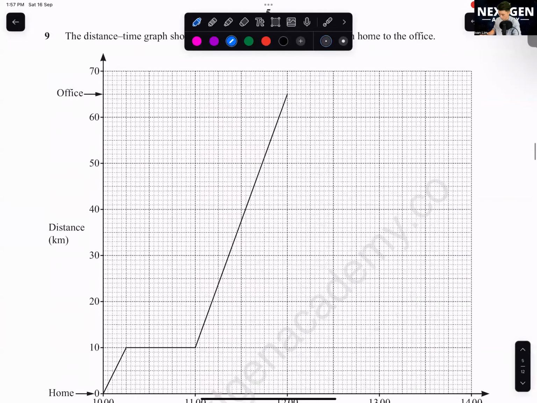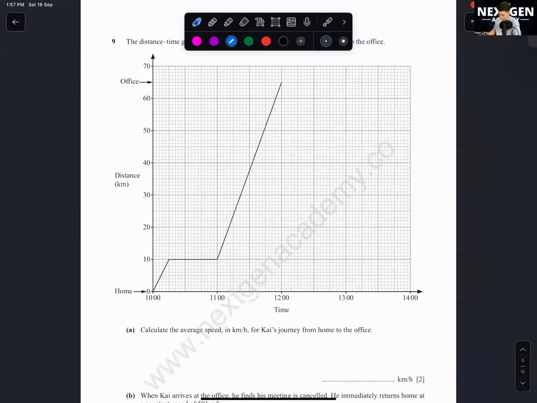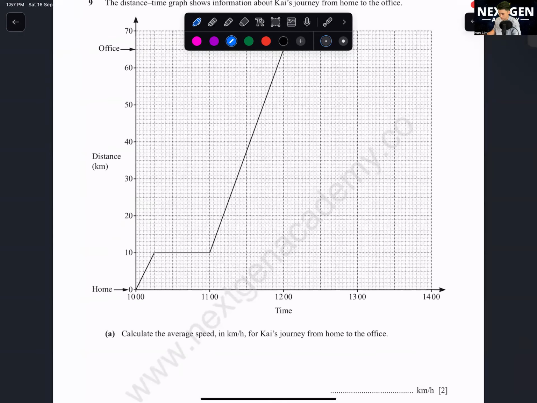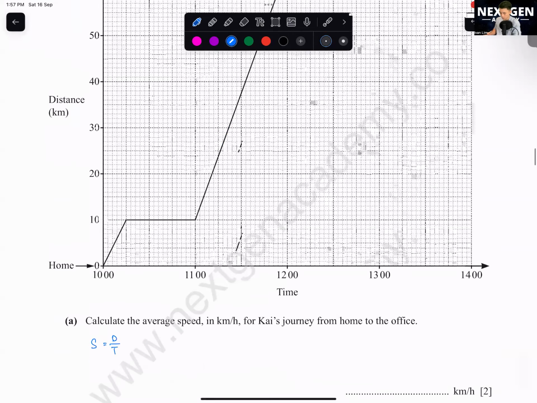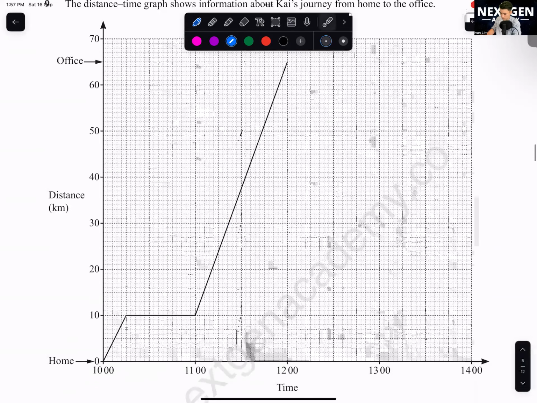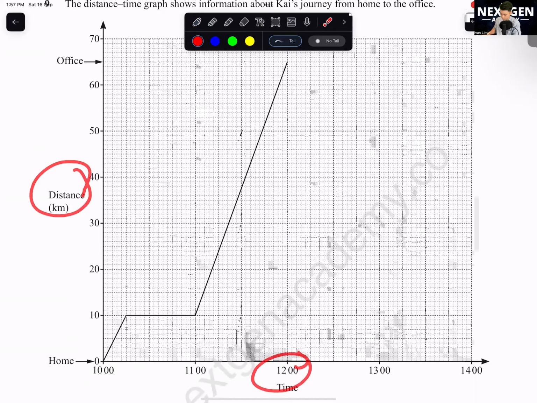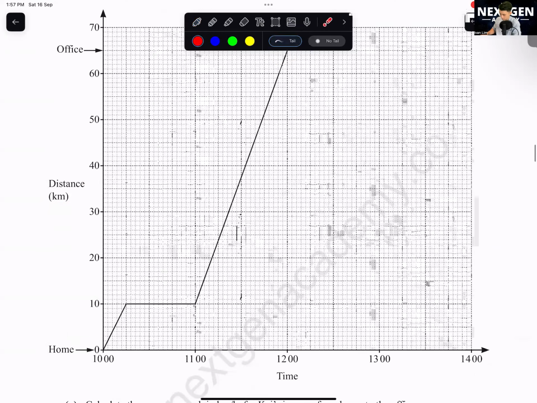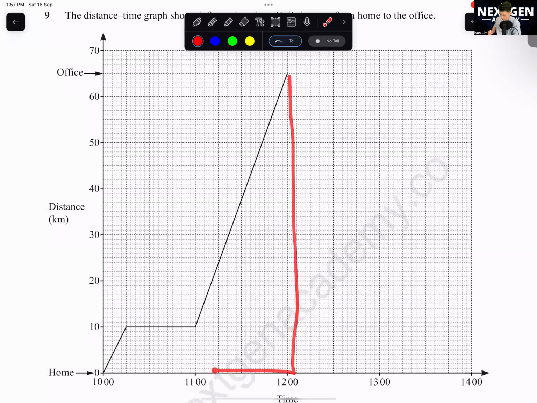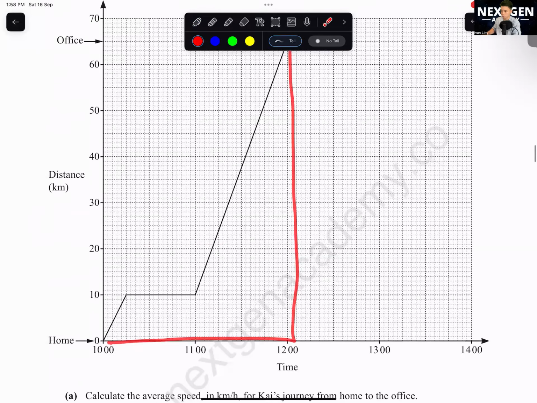Okay, question 9. Calculate the average speed in kilometers per hour for Kai's journey from home to the office. Okay, so formula for speed is distance over time. Okay, look at this graph. What graph is this? This is a distance time graph. The distance is 65 km. The time that he reached was from 10 o'clock to 12 o'clock, so 2 hours.